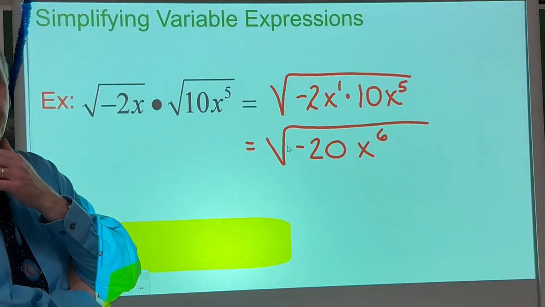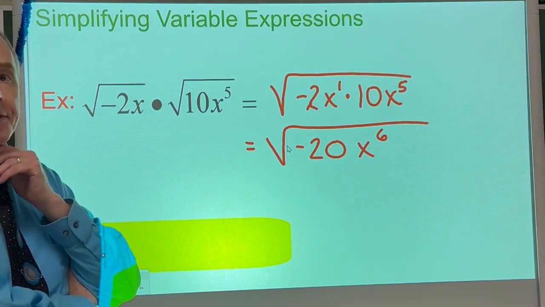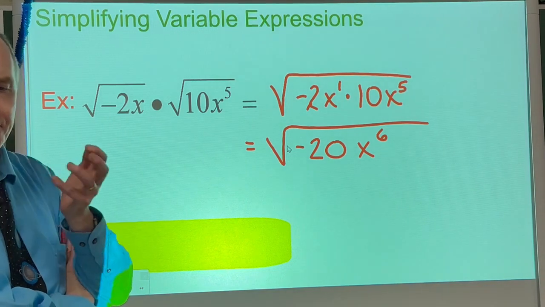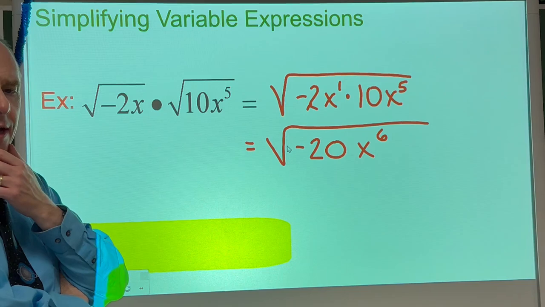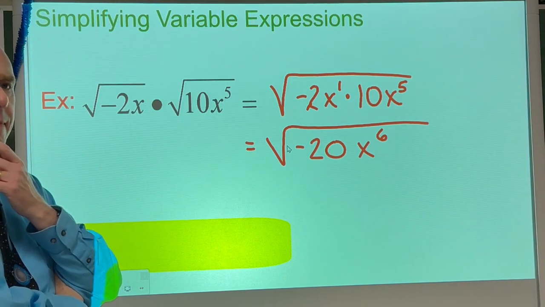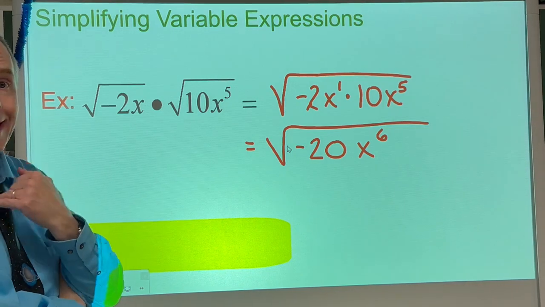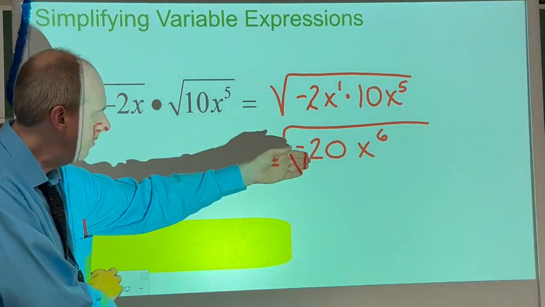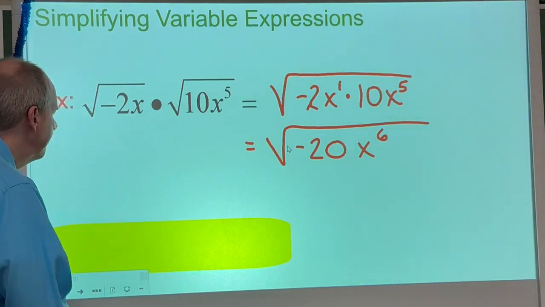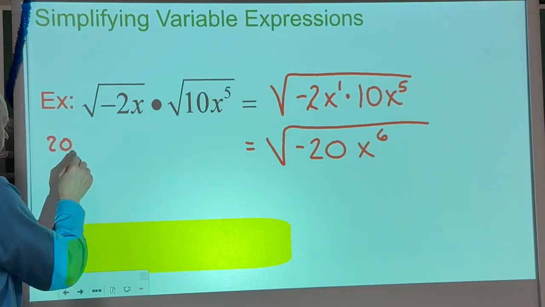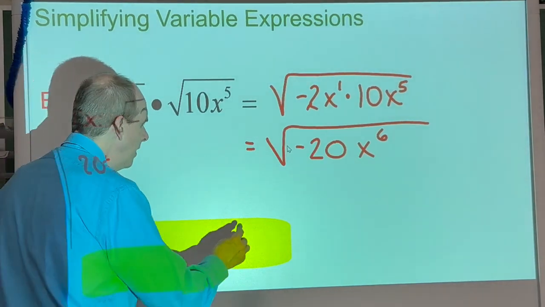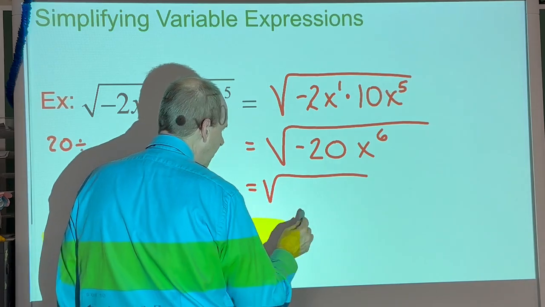Is 20 a perfect square? 4, 9, 16, 25? No. So I start thinking, how can I break that 20 down using a perfect square, like 4, 9, 16, 25. Well, I'm pretty sure 4 times something is 20. And if you don't know, you can always use your calculator. You can always go 20 divided by whatever to find the other number. But 20 is 4 times 5.